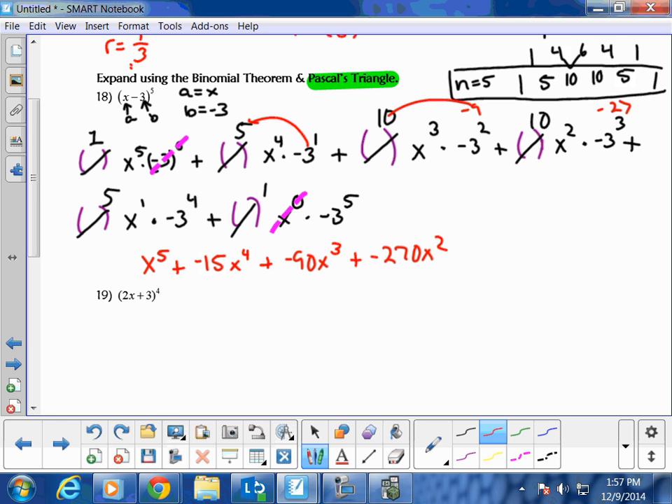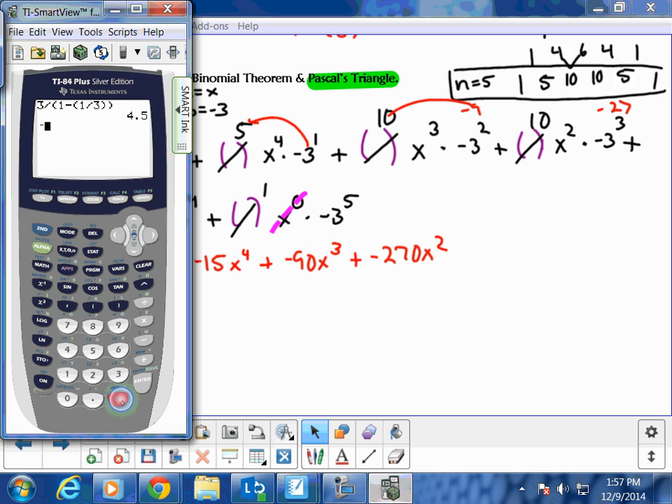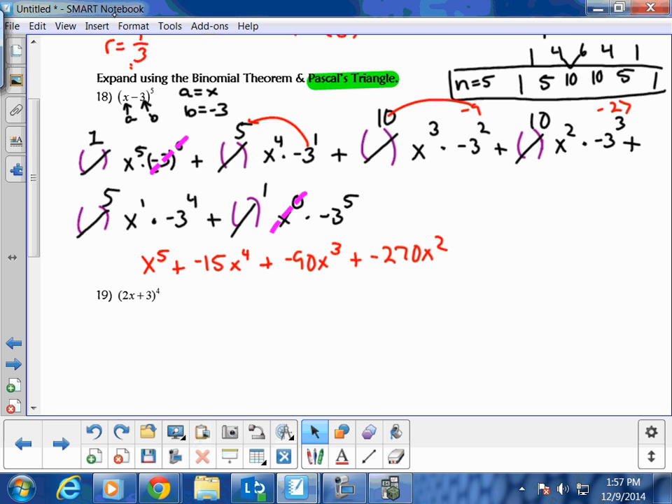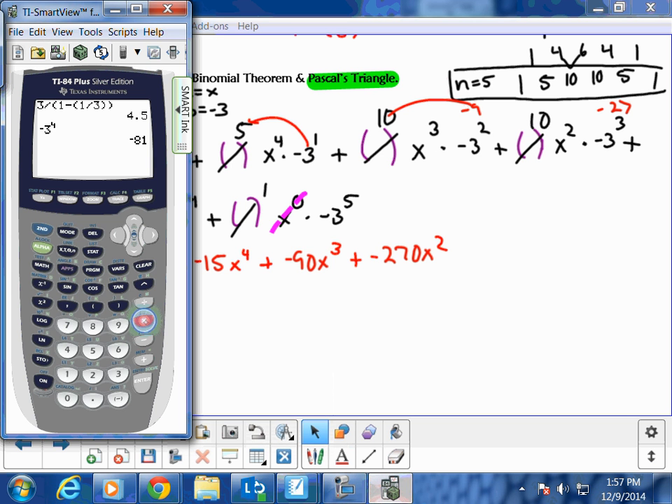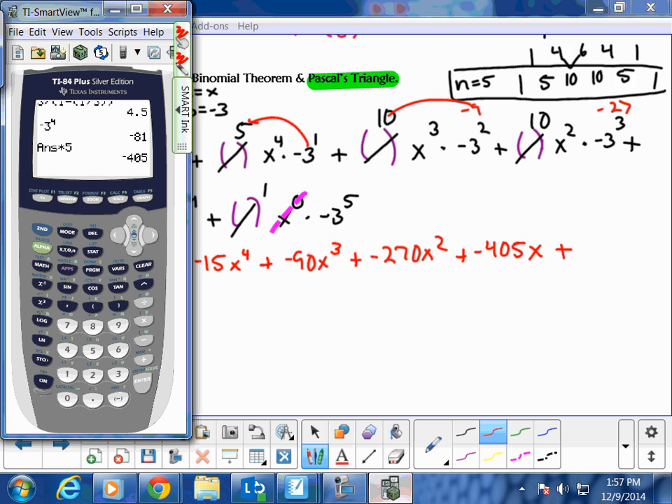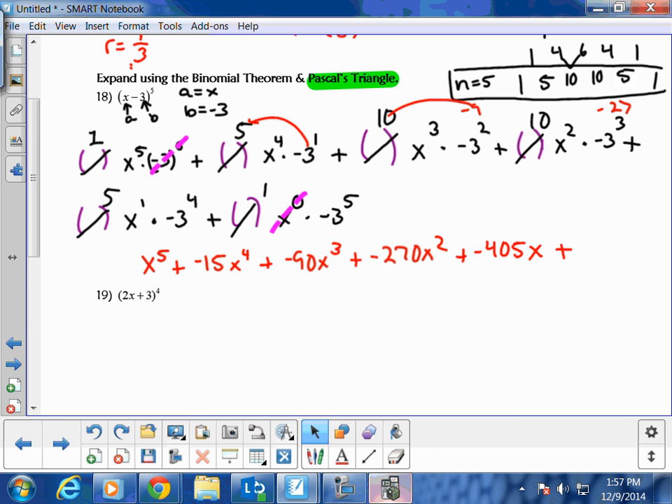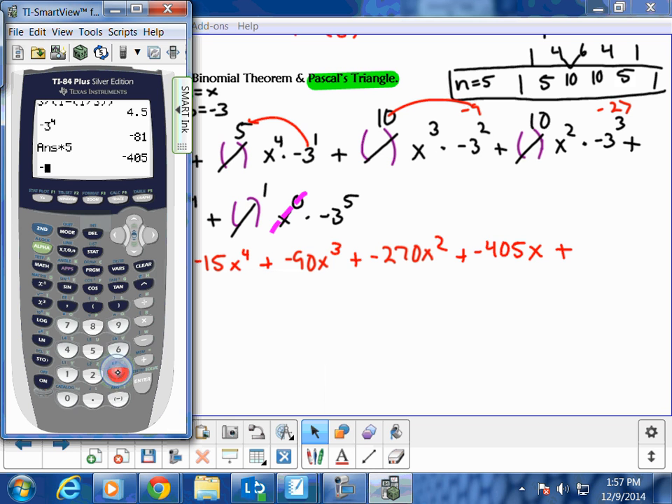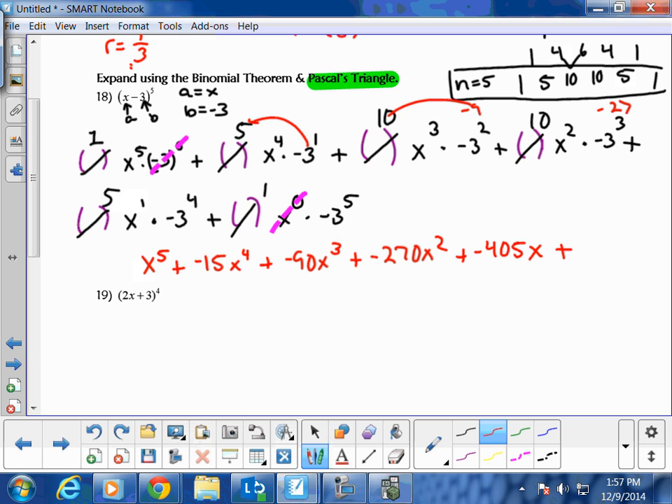But let me go ahead and just double check. I'd rather be correct by double checking. Yeah, negative 81 times 5, which is 405, I believe. Yeah, negative 405. So we have plus negative 405 x, and lastly, negative 3 to the 5th power. So let's go ahead and put negative 3 raised to the 5th power. That comes out being negative 243. So this answer comes out being negative 243.